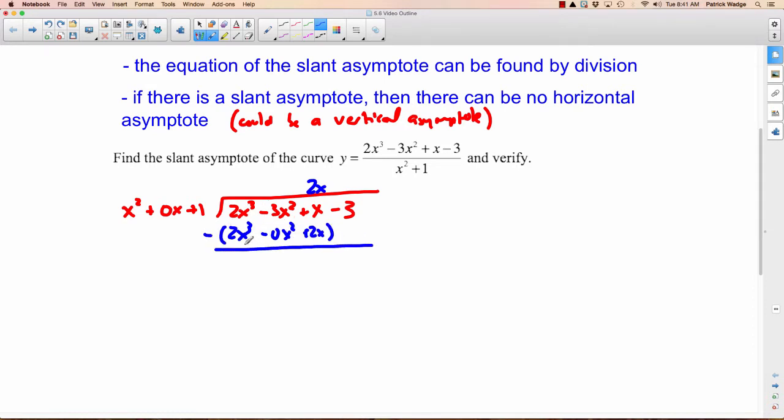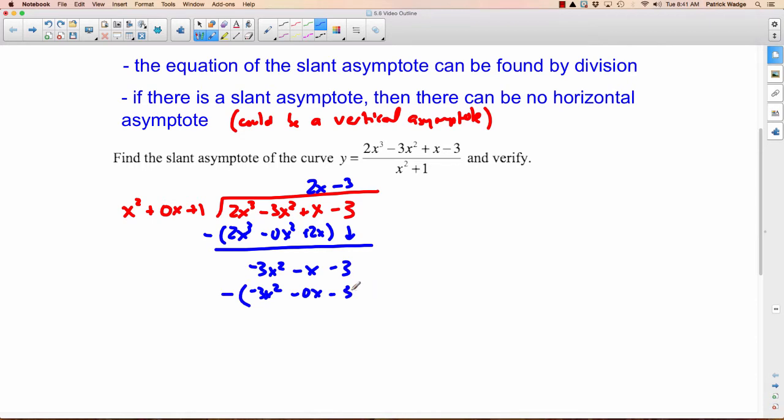So 2x cubed minus 2x cubed, 0. Negative 3x squared minus 0, still negative 3x squared. x, take away 2x, is negative x, and then bring down your negative 3. What do you have to multiply x squared by to get negative 3x squared? Negative 3. Negative 3 times x squared is negative 3x squared. Negative 3 times 0x is negative 0x. Negative 3 times 1 is negative 3.